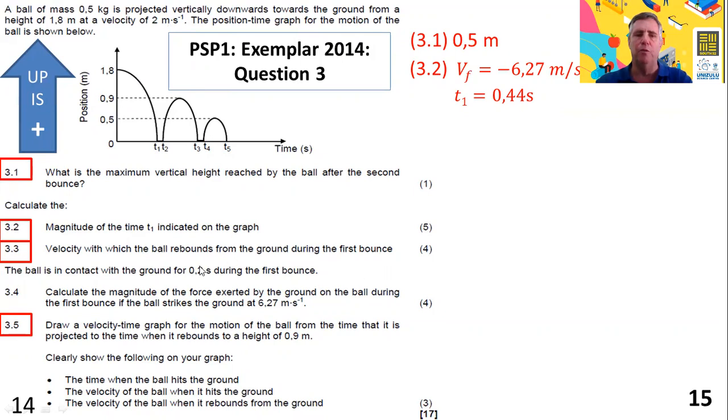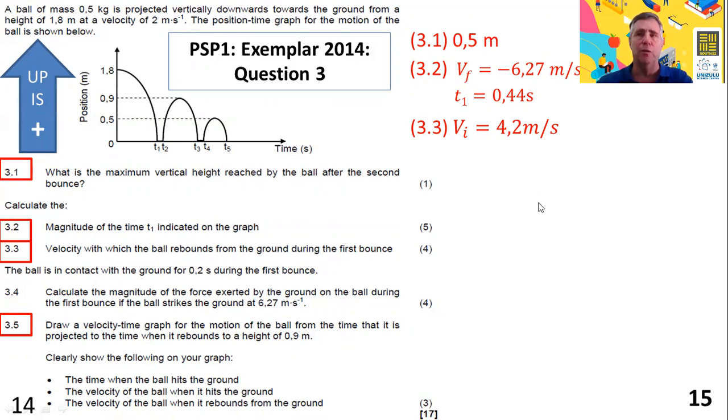3.3, the velocity with which the ball rebounds. Well, it landed at 6.27 meters per second, but we guess the initial velocity here must be less because it didn't go as high as 1.8. In fact, it only went half as high. Again, you'll use your equations of motion, and you'll see that the initial velocity after the first bounce was 4.2 meters per second.